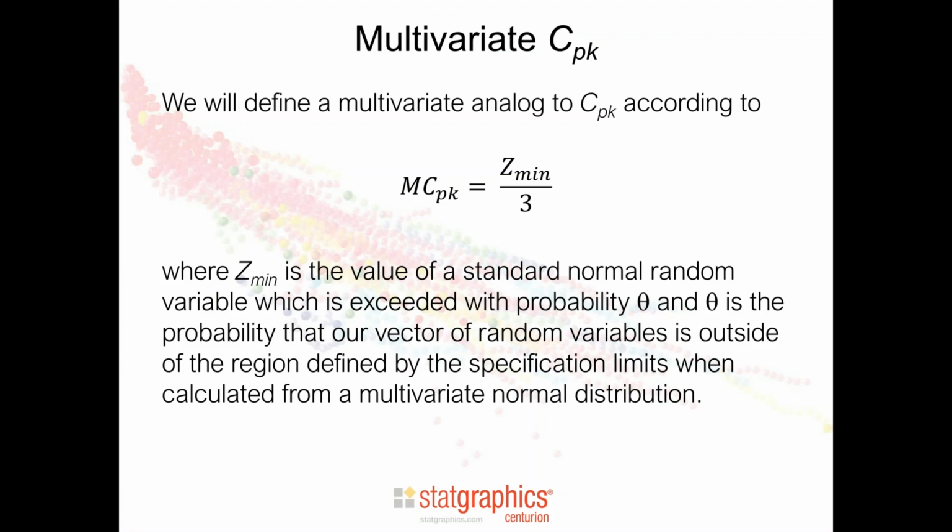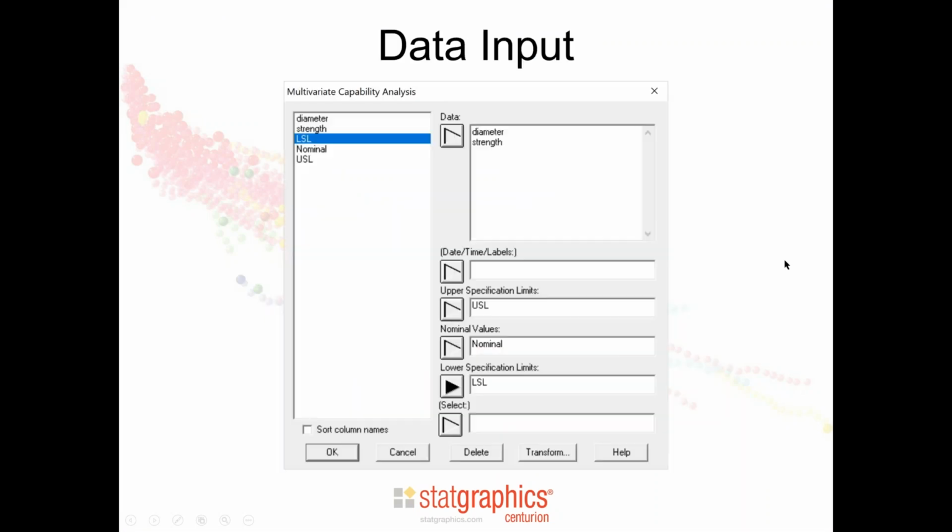Okay. Well, that is a multivariate capability index. It's CPK.